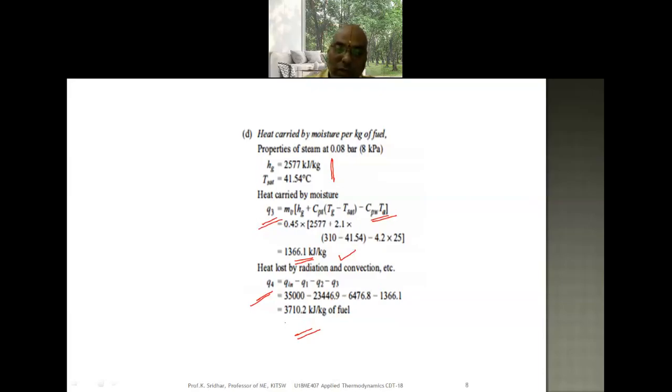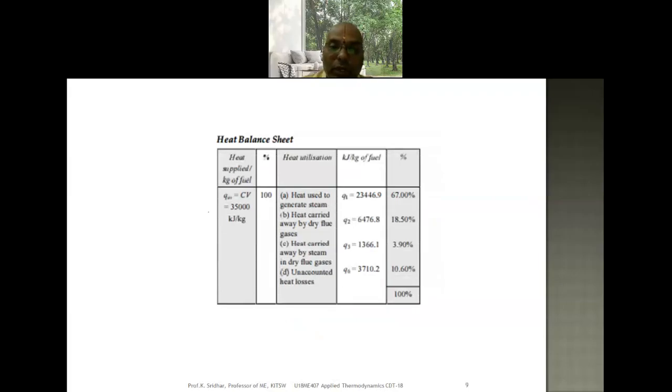Now, let us summarize in the form of the heat balance sheet. That is Qin, equivalent to CV, which is equivalent to 100%. By summing up all these Q1, Q2, Q3 as well as Q4, we get 35,000, which is equivalent to 100%. So far we have calculated Q1, and the percentage contribution of Q1 is 67%. Very good. Q2, that is how much heat is lost by the dry flue gases, is very high, 18.5%. And Q3, the heat carried with the steam in the flue gases, is equal to 3.9%. And unaccounted losses will be equal to 10.6%.